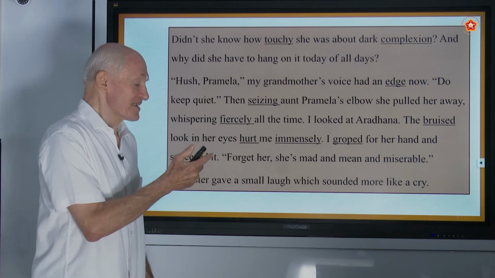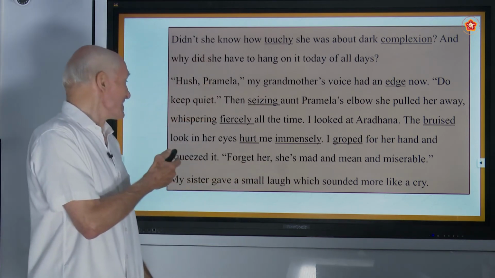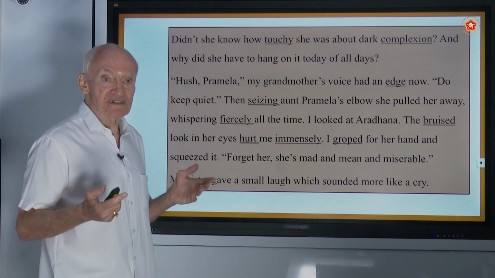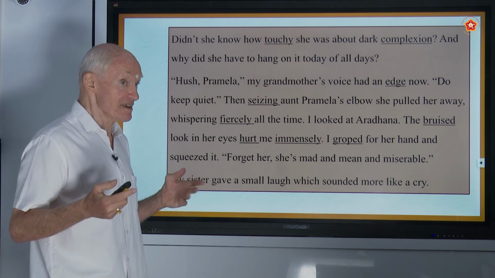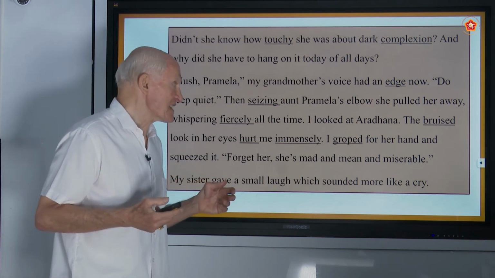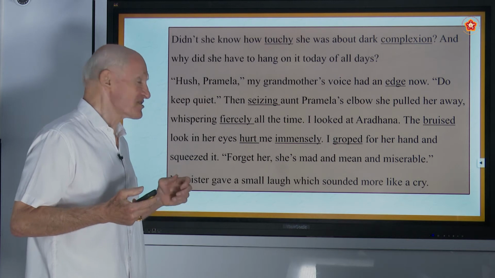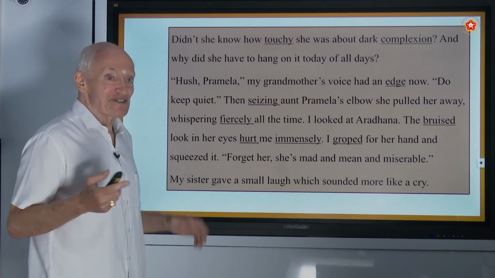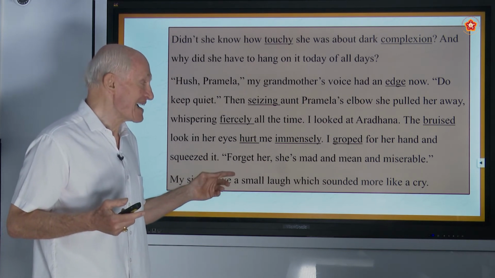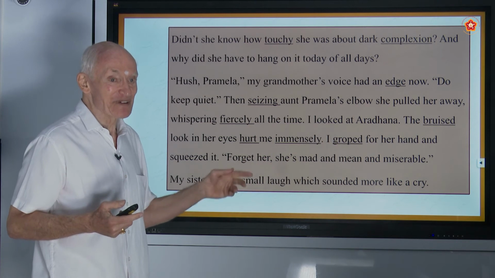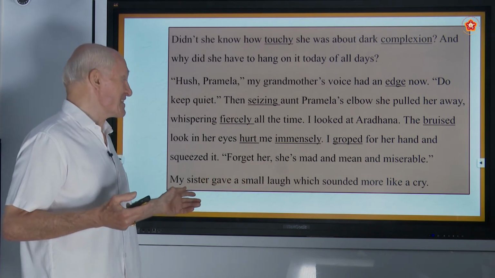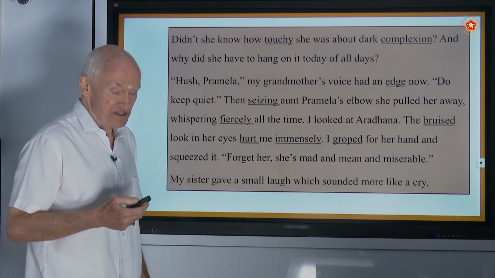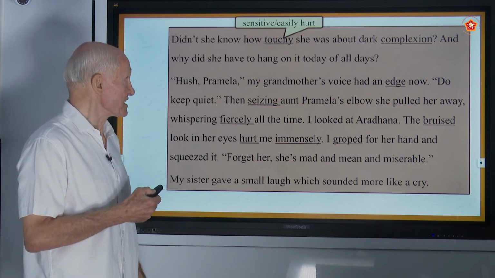I looked at Ardna, okay? The bruised look in her eyes hurt me immensely. Ardna felt bad. Here she'd just been called skinny and dark, okay? And she doesn't like to think about how dark she is. I groped for her hand and squeezed it. So she reached her hand and squeezed it like a nice little sister. And she says, forget her. She's mad and mean and miserable. The 3 M's you don't want to be, okay? My sister gave a small laugh, which sounded like a cry. She tried to laugh, but she was actually crying inside.